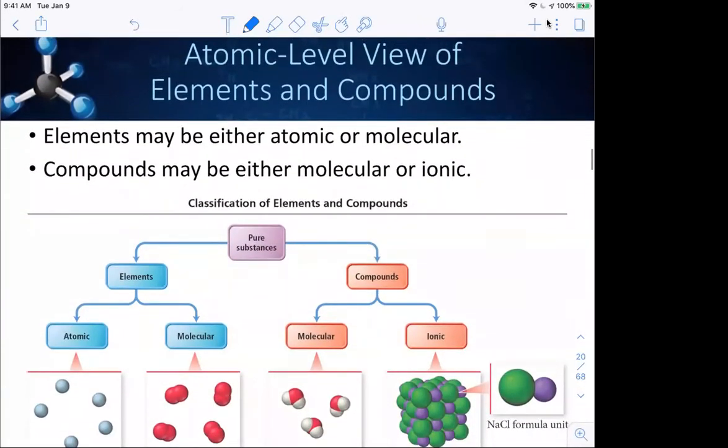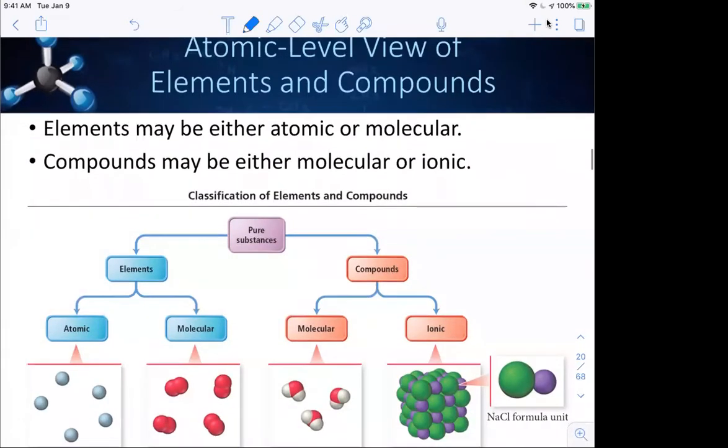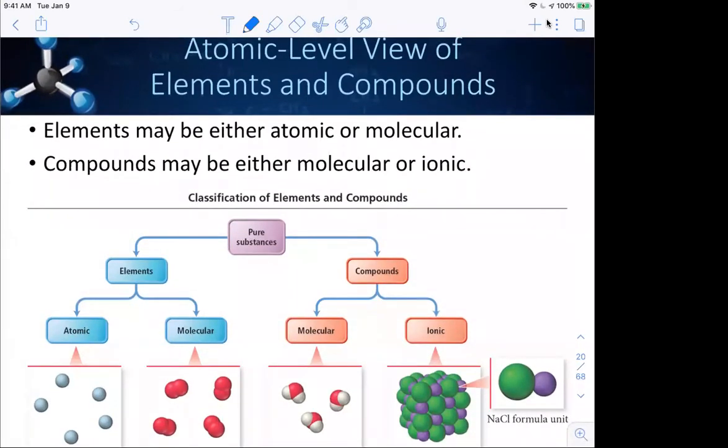Now, some elements are actually going to be molecules. Elements can either be atomic, where they consist of a single atom, or they can be molecular, where they consist of 2 or more atoms bonded together. Compounds can be molecular if they covalently bond, or ionic if they form ionic bonds, which is from a positively charged ion and a negatively charged ion.